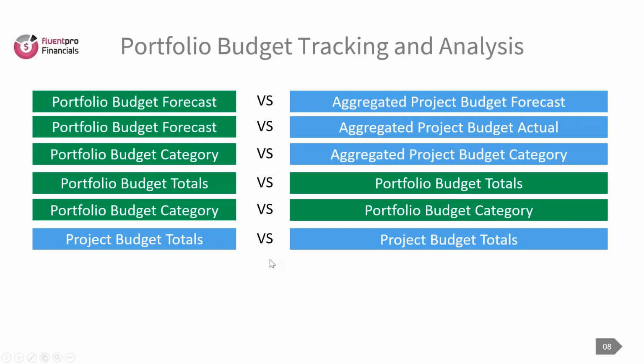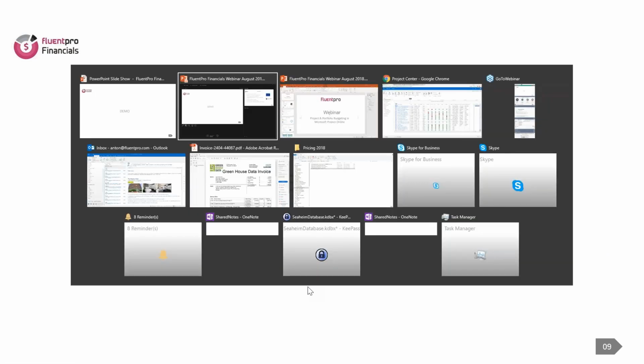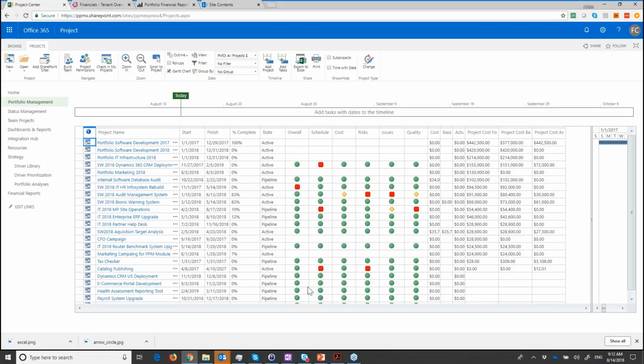For a portfolio, you can compare the portfolio budget versus the forecast and actuals. You can do that on the project level, on the category level, and on totals. So there are multiple areas where you can do those validations and comparisons on your data. Very quickly, we'll go to the demo, and I will show how the application works, and we'll go from there.